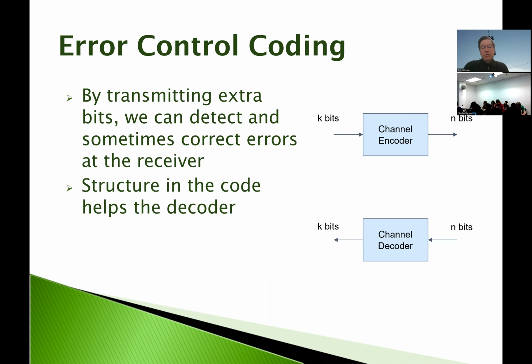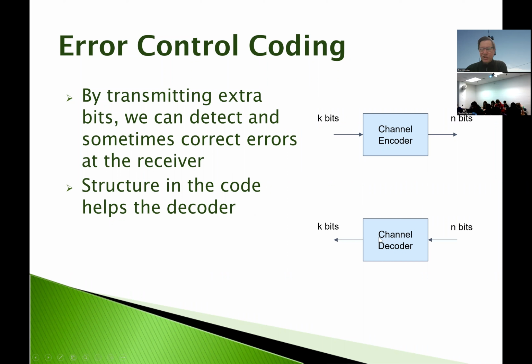All right, so error control coding. By transmitting extra bits, we can detect and sometimes correct errors at the receiver. Note here we have K bits in on the channel encoder and N bits out, and we're going to see that N is greater than K. So we have data bits coming in and encoded bits coming out. The structure in the code helps the decoder actually figure this out.